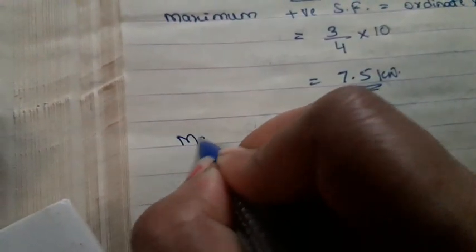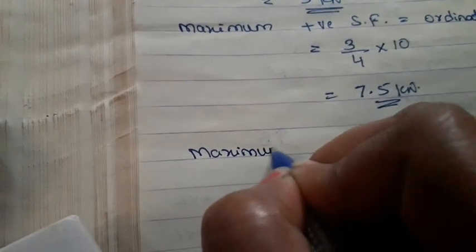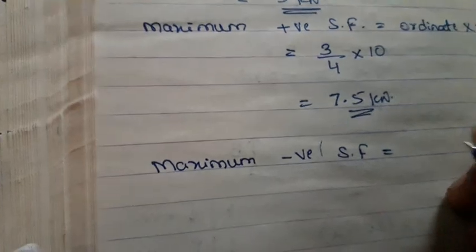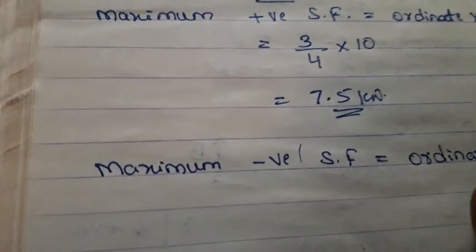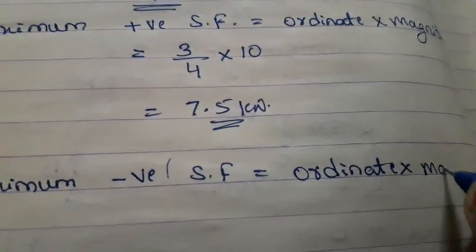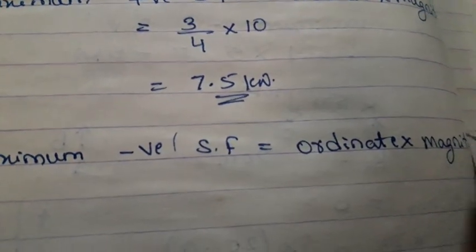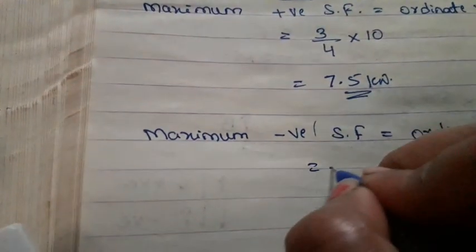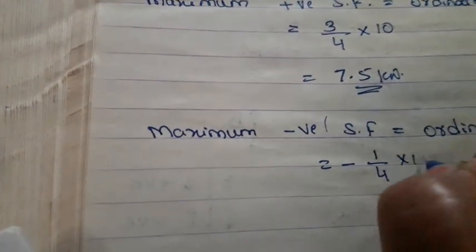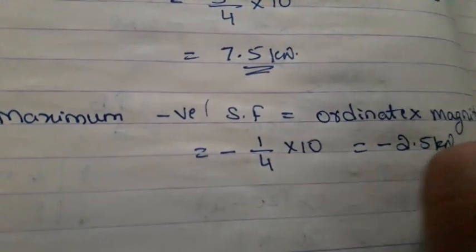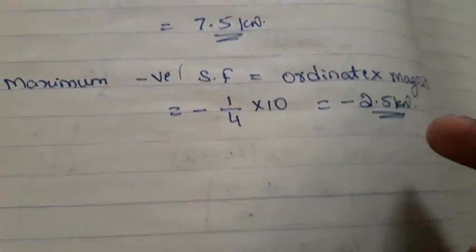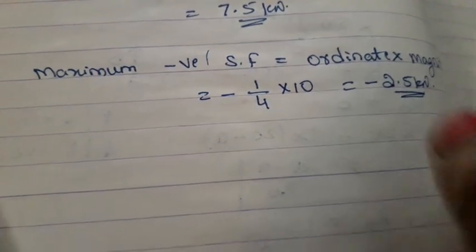In the same way, maximum negative shear force is equal to ordinate into magnitude, and the ordinate is minus 1 by 4 into 10, which is minus 2.5 kilonewton. This is maximum negative.